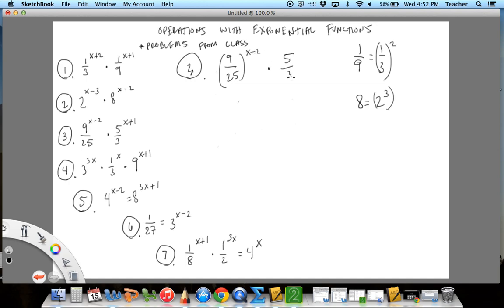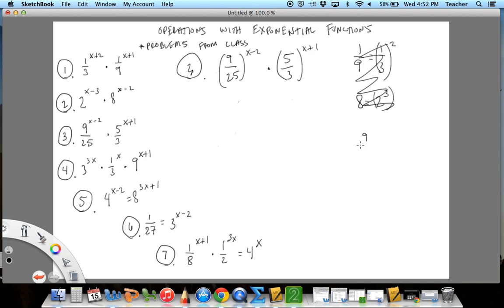Times 5 over 3 to the x plus 1. So now, we have a lot of confusion here just because I have no clue where to even start with this thing. But understand that I can rewrite 9/25 as, if you kind of look at this, let me come over here with all this kind of junk.